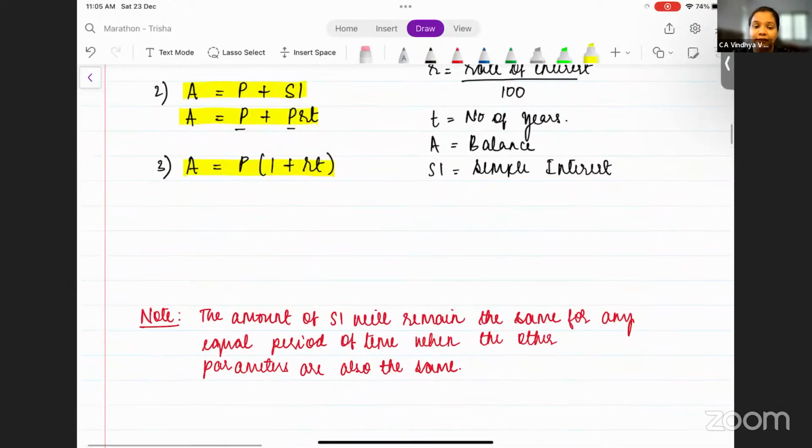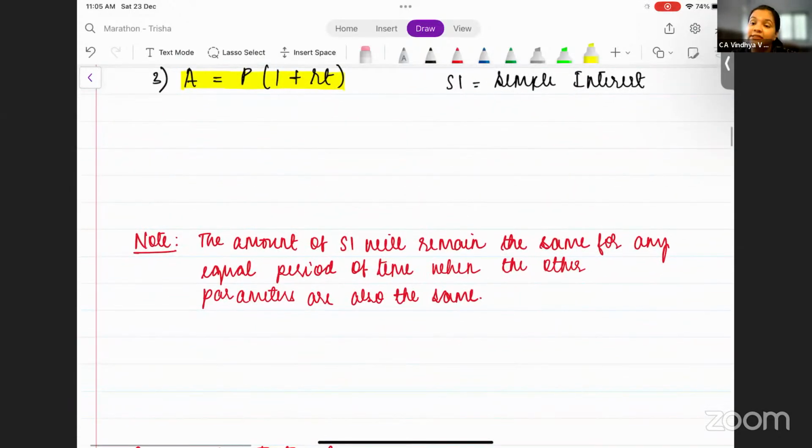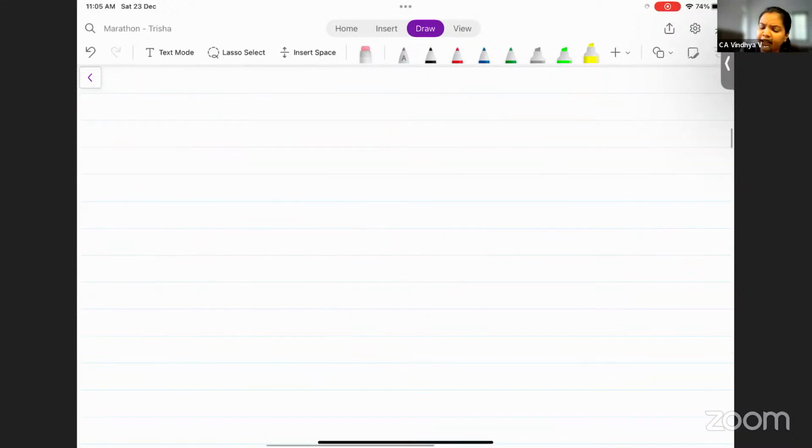The note that I've given here is the same thing which I explained some time ago, that simple interest would remain the same for equal periods of time when the parameters do not change. That is, year 1 simple interest and year 2 simple interest remain the same. First 6 months simple interest and next 6 months simple interest remain the same. Is this clear?